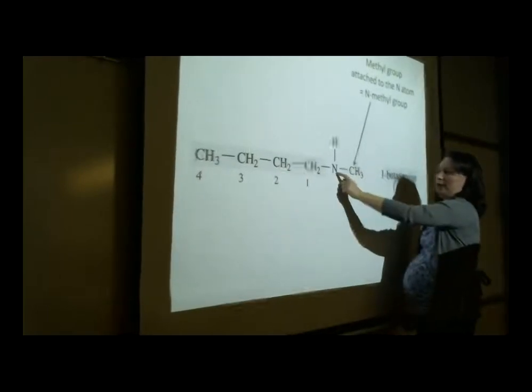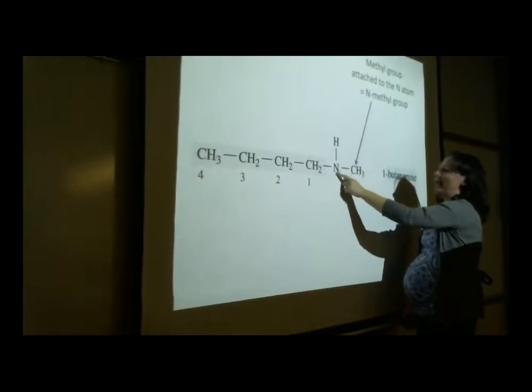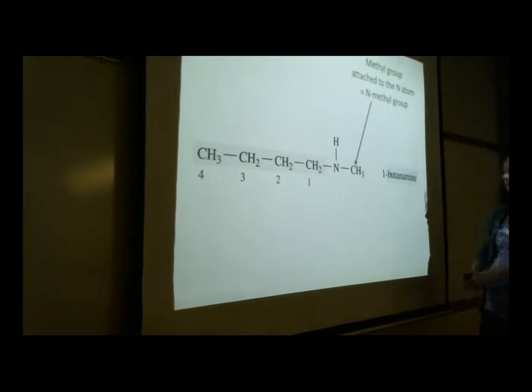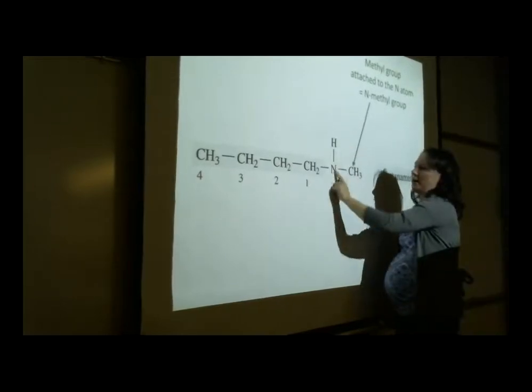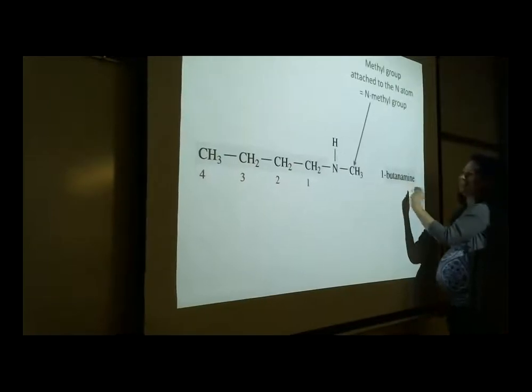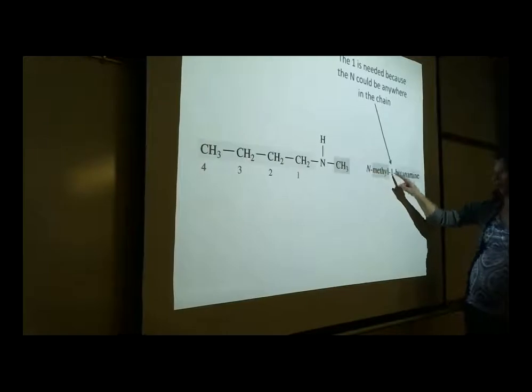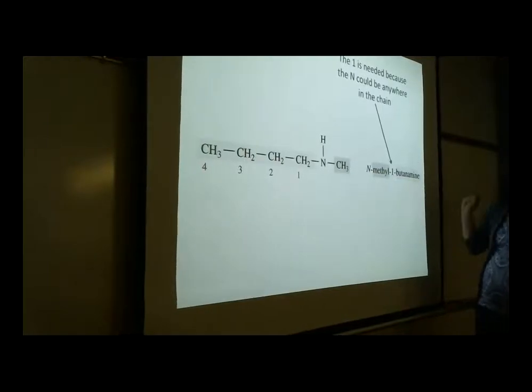It's part of the nitrogen. It's a substituent on the nitrogen, right? So it's an N-methyl. And this whole piece is on carbon number 1, right? So it's 1-butanamine, but we got to stick something in front of that. It's N-methyl 1-butanamine. Does that make sense?